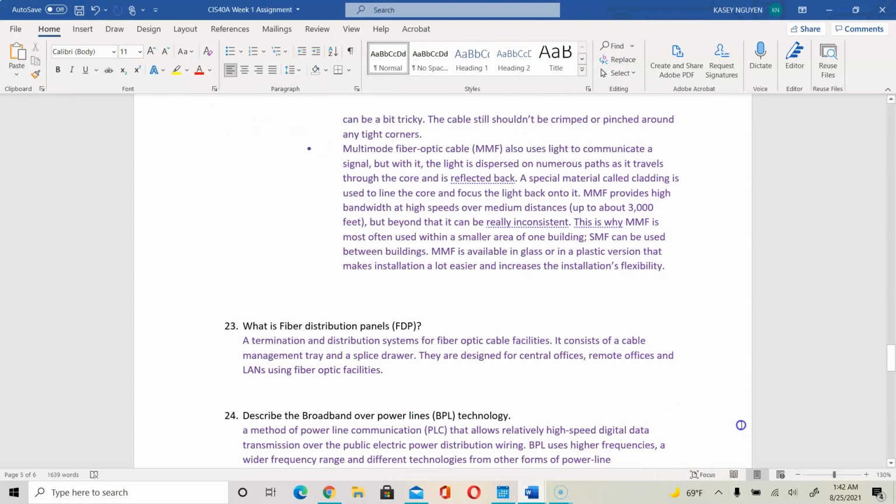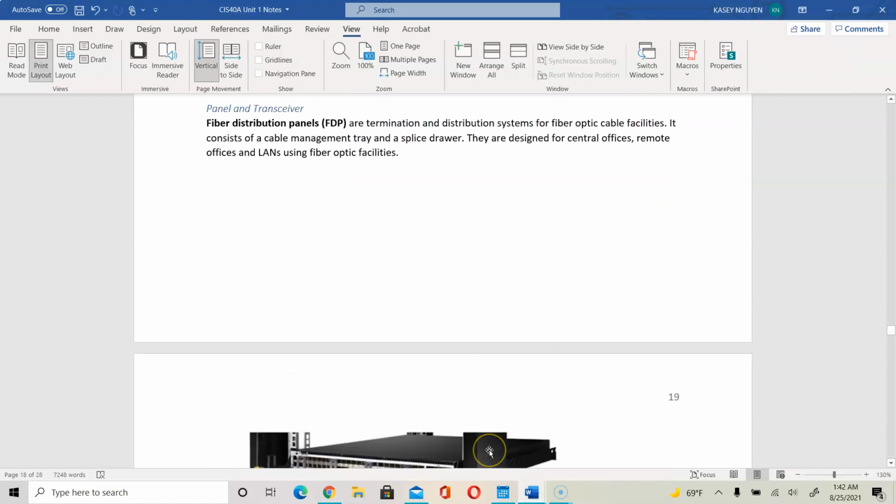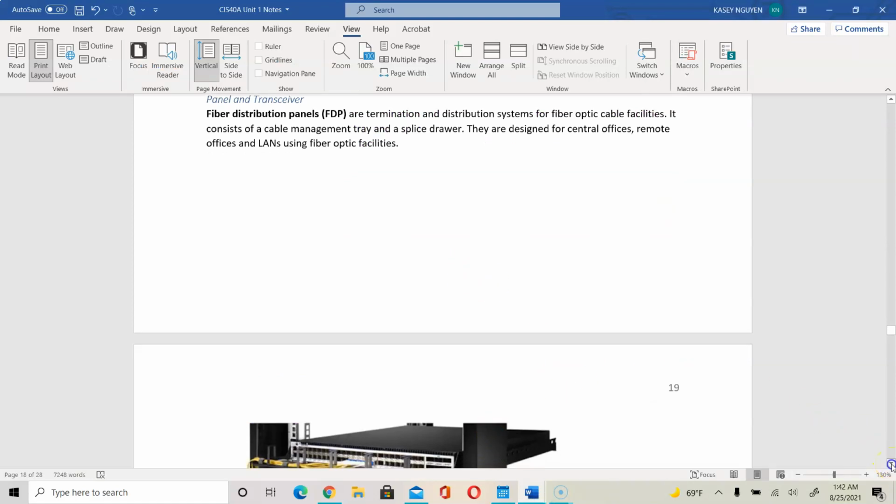So for the next question, it asks you what is FDP, which is fiber distribution panel, and we just went over that. So you can refer to the notes on page 18 to obtain the information for FDP.